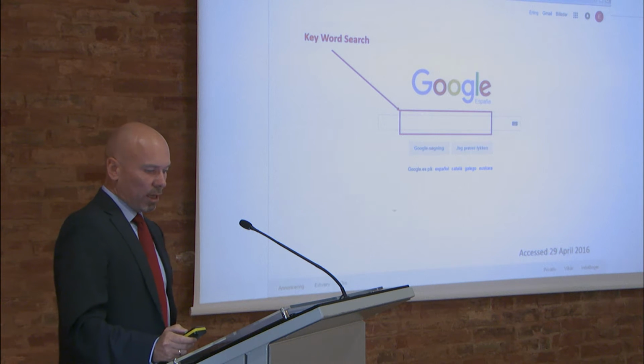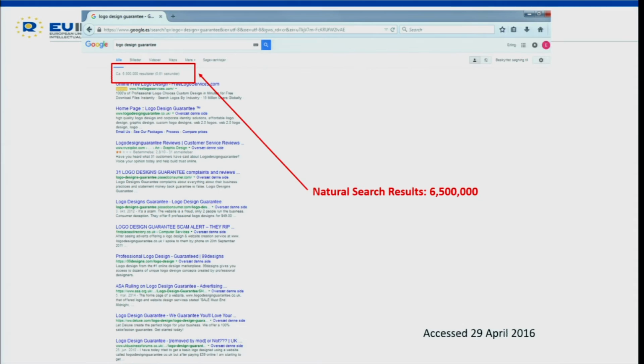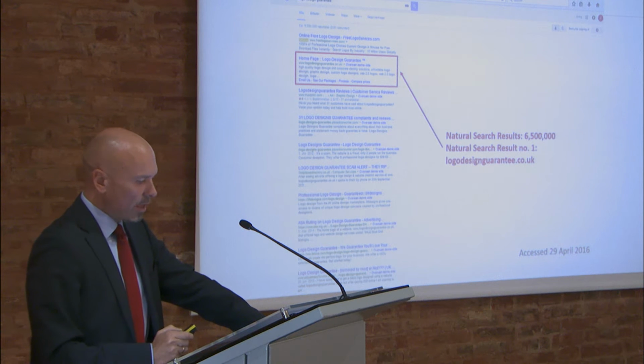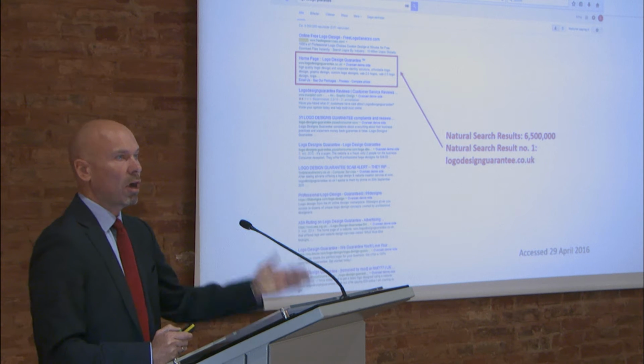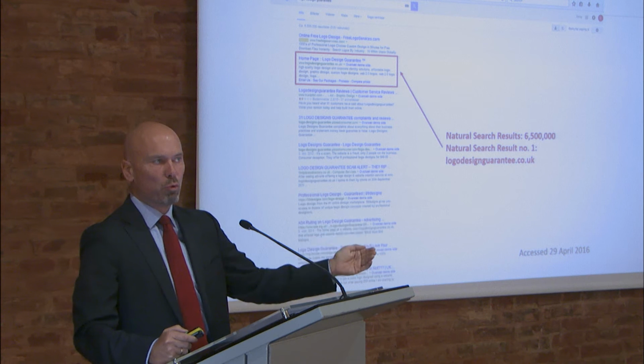Let's take a search here. Google Spain, and here is the search field. Let's search for logo design guarantee. Press the button, and we come up with 6,500,000 search results. And the page will look something like this. The natural search result, number 1, will be logodesignguarantee.co.uk. That will come up as the first natural search result in accordance with the algorithmic rules of the search engine.